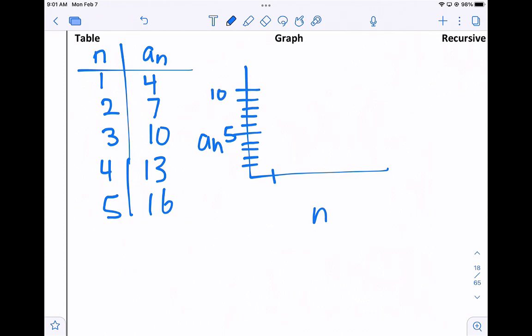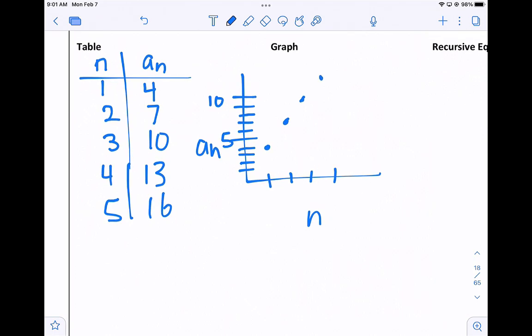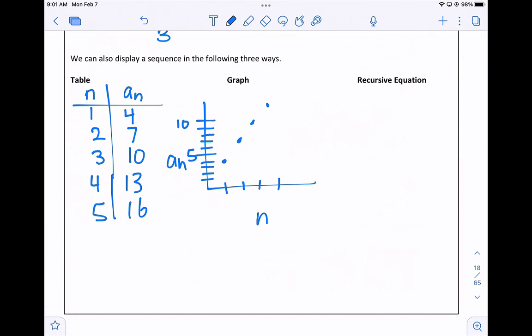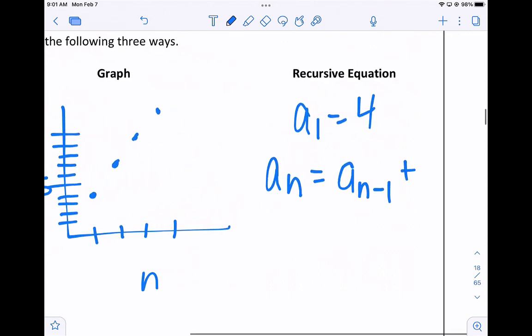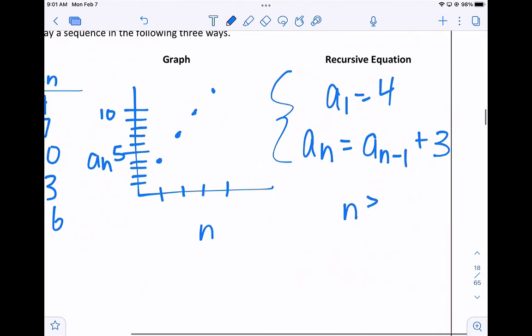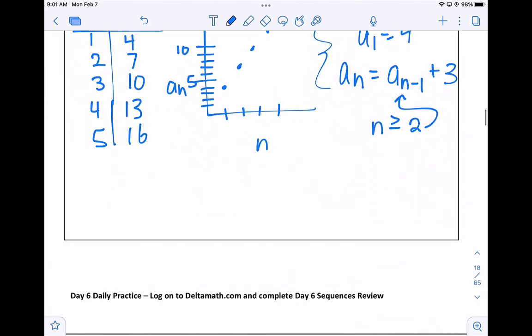So the first term is 4. The second term is 7. The third term is 10. The fourth term is 13. So you can see that would be linear. The recursive equation, we need a starting value. And then the rule. So to find any term, we take the previous term and we add 3. So there's a recursion. You can say for n greater than or equal to 2, because when you plug in, you want your first term to be 1.